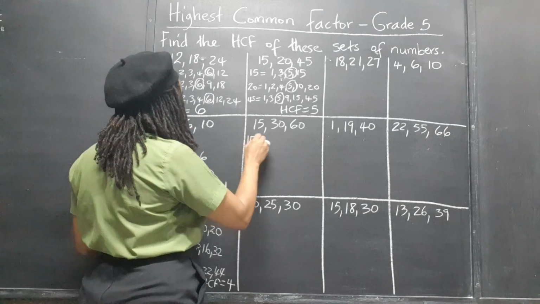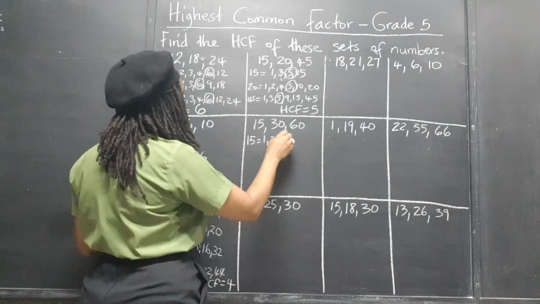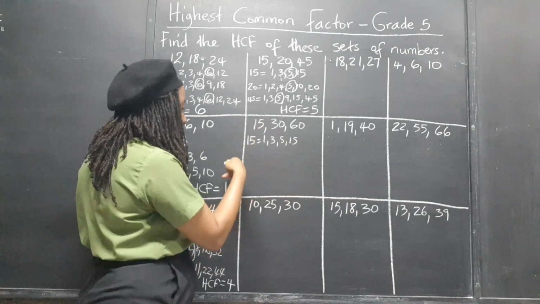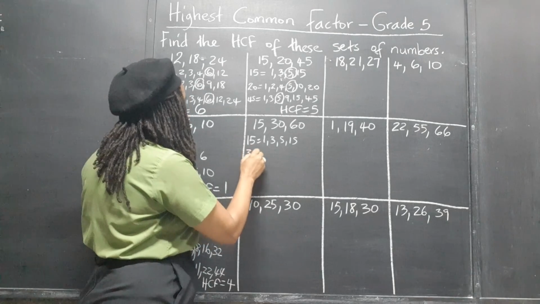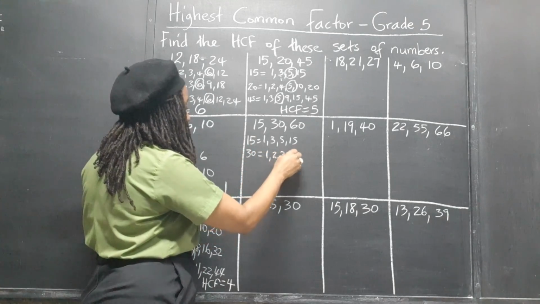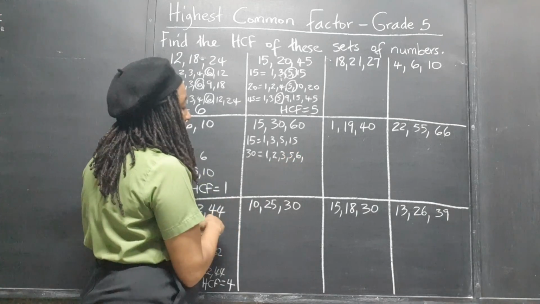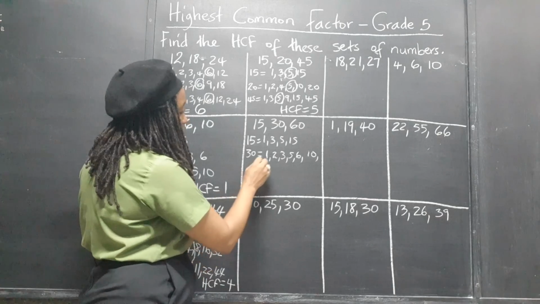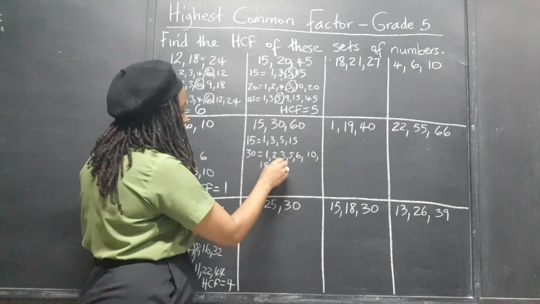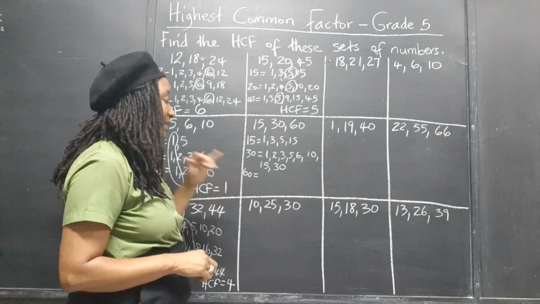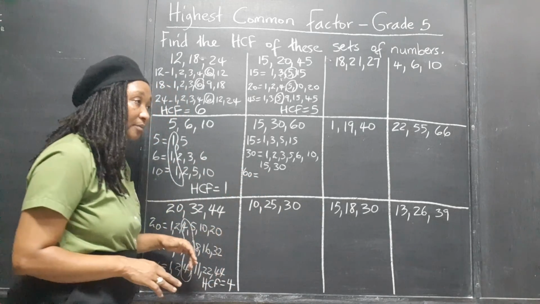So here we have 15 again. So 1, 3, 5, and 15 are the factors of 15. They can go exactly into 15. For the 30, 1, 2, 3, 5, 6, 10. What else can go into 30? 15 and 30. And for the 60, this number has a lot of factors.